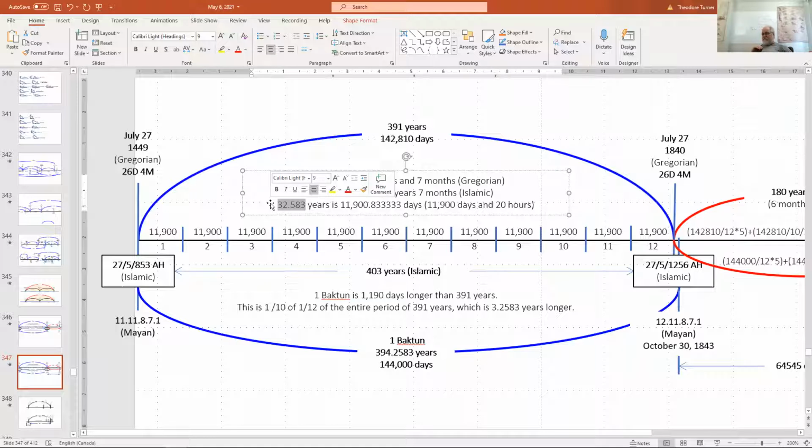So the biblical year starts here on the 26th day of the fourth month in July 27th, 1449, and July 27th, 1840. These are both Gregorian dates. The 26th day of the fourth month also lines up with July 27th. So that only happens every 391 years. If you're going to line up the biblical year with the solar year, it's going to be every 391 years.